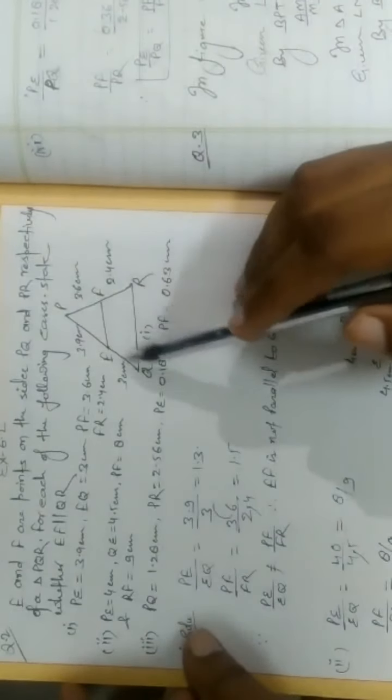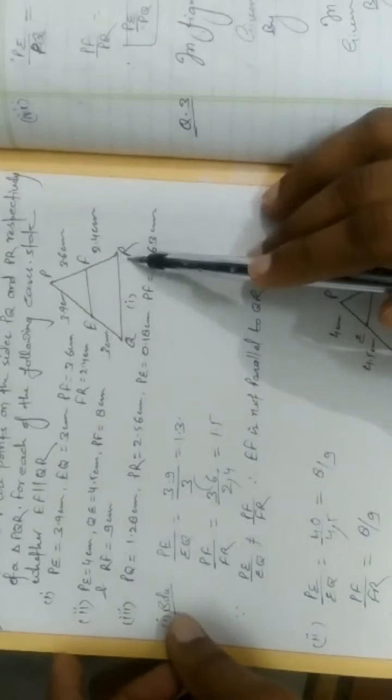Fine. Provided that the ratio in which the side EF will divide PQ and PR should be equal. So check PE upon EQ: 3.9 upon 3, that is 1.3. Check PF upon FR: 3.6 upon 2.4, this is coming 1.5. Since both are coming different, by converse of BPT, these sides will not be parallel. EF will not be parallel to QR.